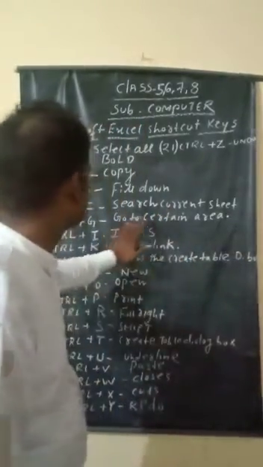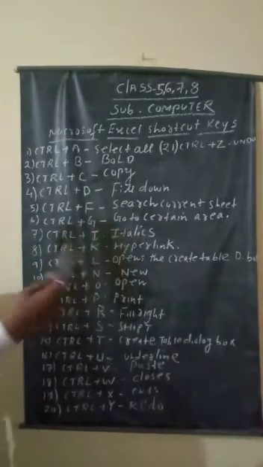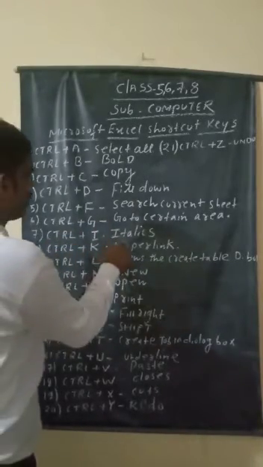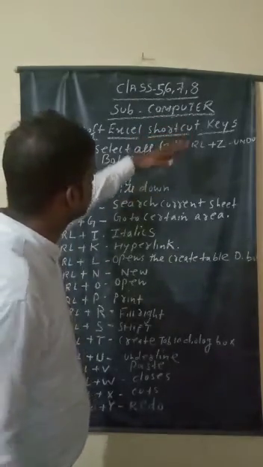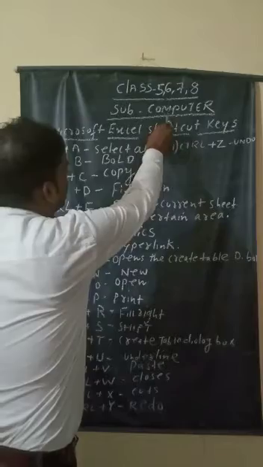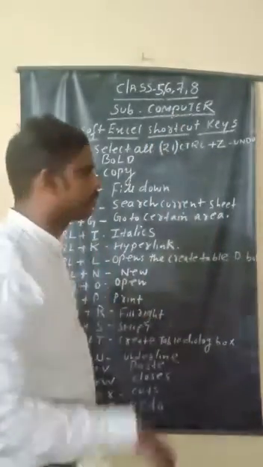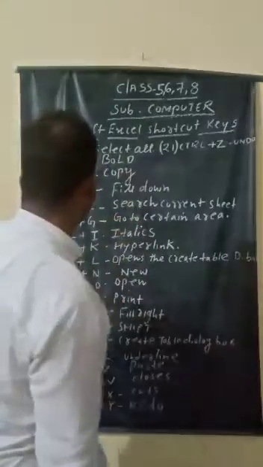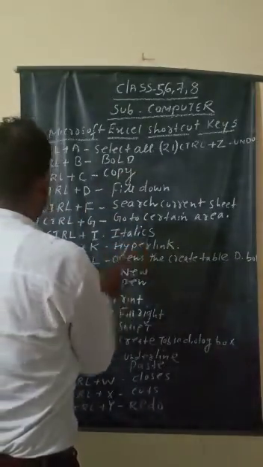This helps us go to a certain area. There is no need of a mouse. Control plus I means italics. If you write anything, suppose you write "computer", it is in italic mode, meaning the letters C, O, M, P, U, T are slanting in a zigzag manner. So Control plus I helps us write anything in an italics manner.